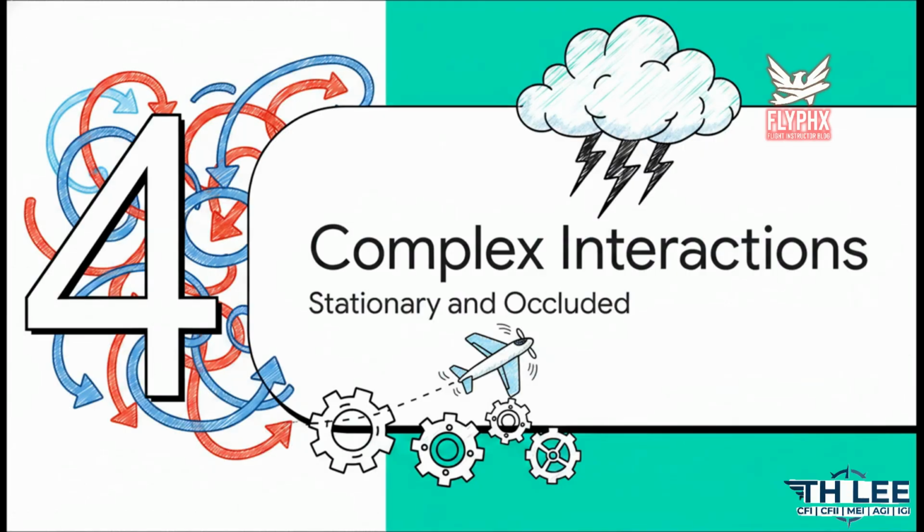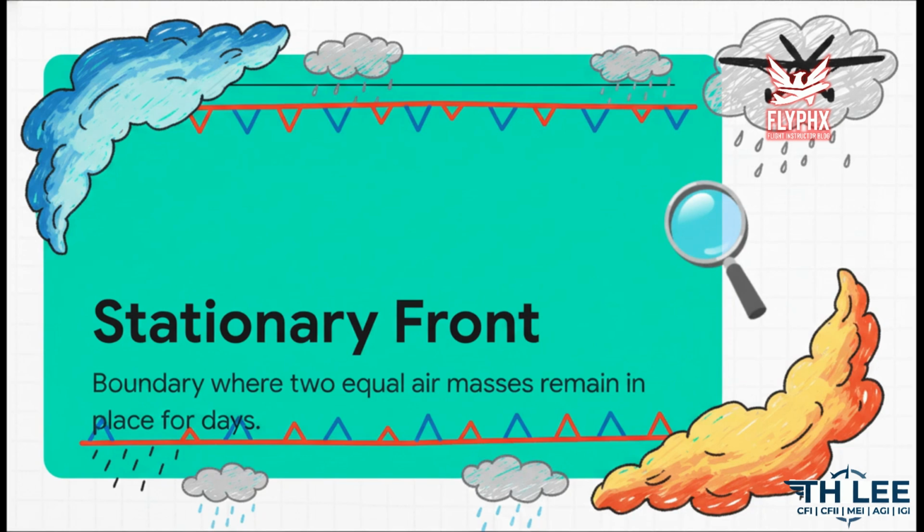Section 4. Stationary and occluded fronts. Look, weather isn't always as simple as one mass perfectly displacing another. Sometimes things just get messy.